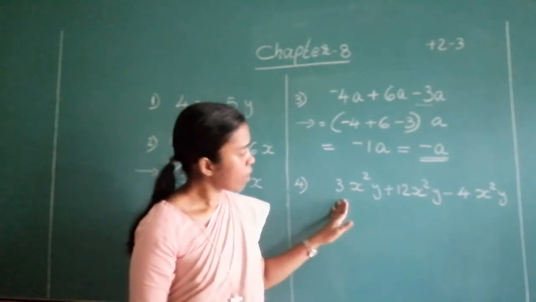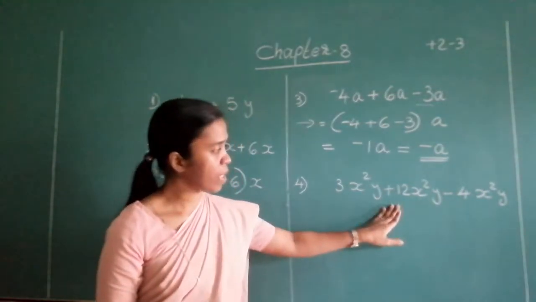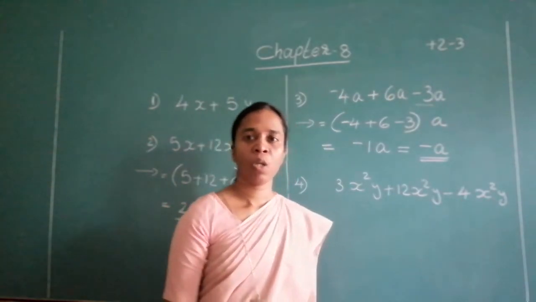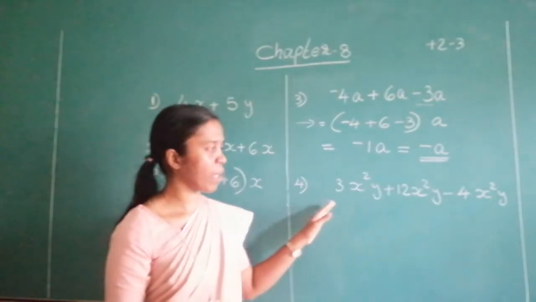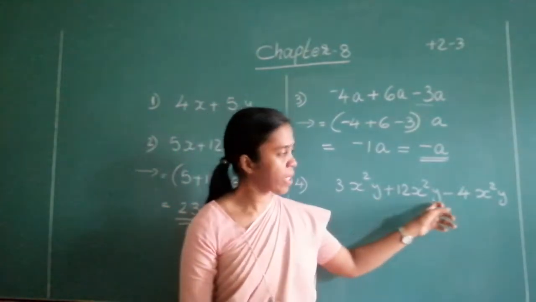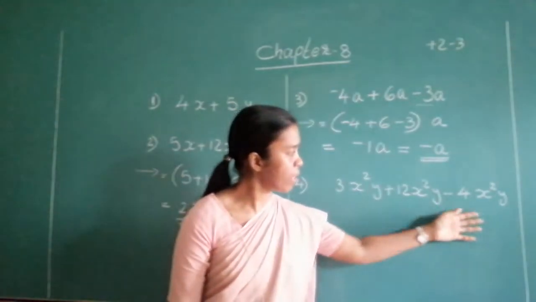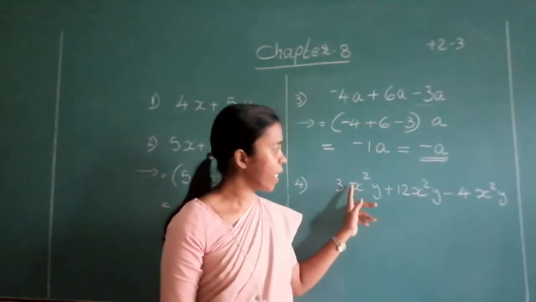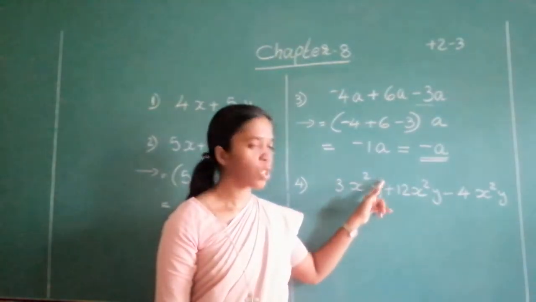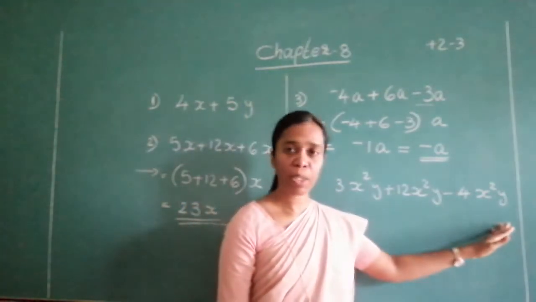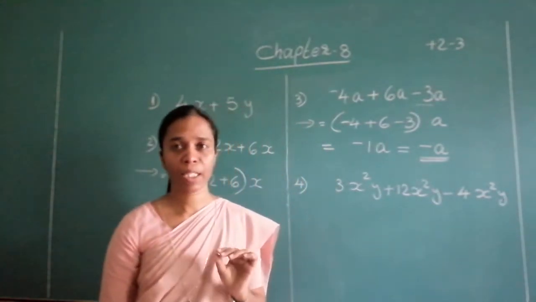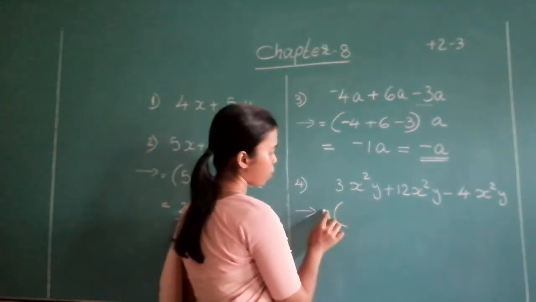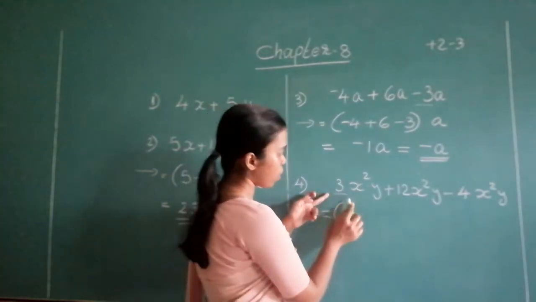Fourth one. 3x square y plus 12x square y minus 4x square y. Are they like terms? Look at the variables. What are the variables? In every expression we have x and y are the variables. And what is the index? In all these expressions you can see index of x is 2 and the index of y is 1. So the power also is same. So they are like terms. So can we add them? Surely. How do we add them? Bring all the coefficients together. What are the coefficients over here?